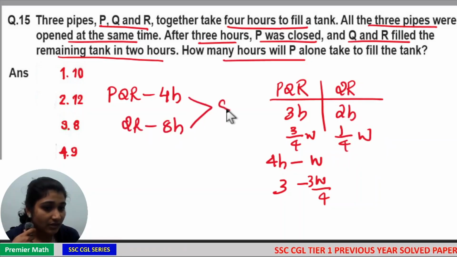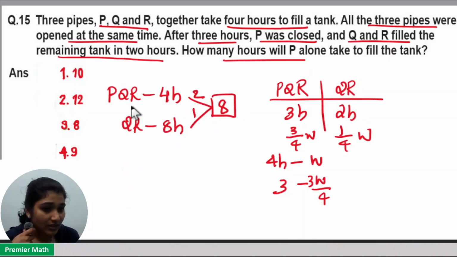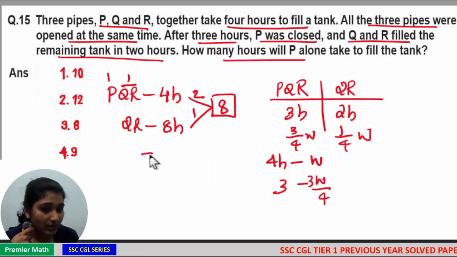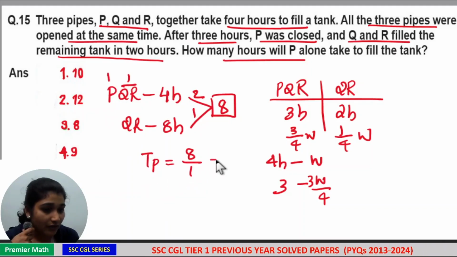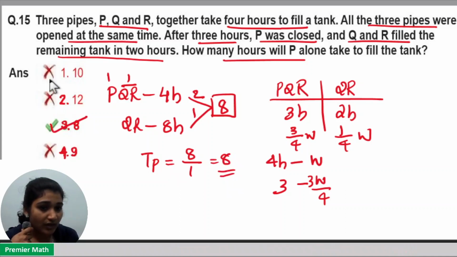Now take the LCM, which is 8. Total capacity of the tank is 8. 4 goes 2 times in 8. 8 goes 1 time in 8. Which means the efficiency of P, Q, R is 2 units, Q and R is 1 unit. Q and R 1 unit means P must be 1 unit. So efficiency of P is 1 unit, means time taken by P to fill the 8 unit tank is equal to 8 by 1, 8 hours. Option 3 is your answer. That is, in 1 hour P completes 1 unit of work. So 8 units are completed in 8 hours.